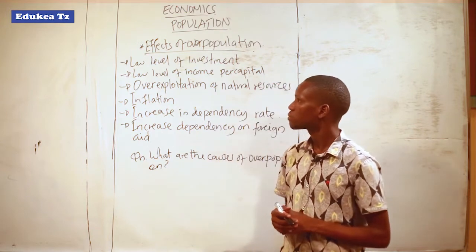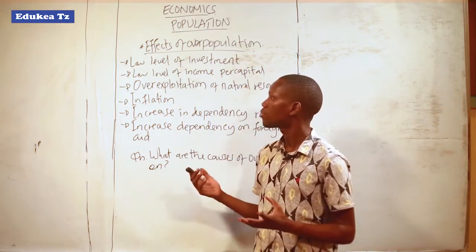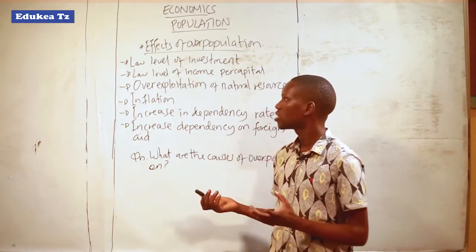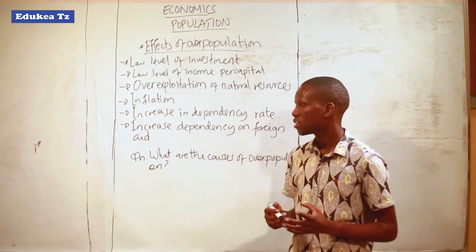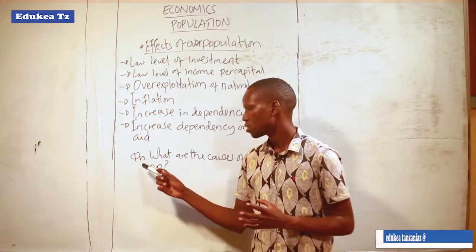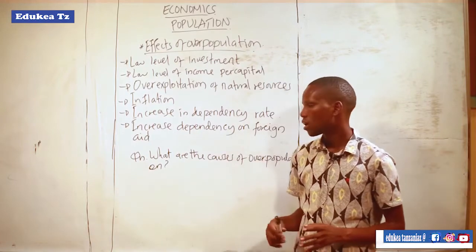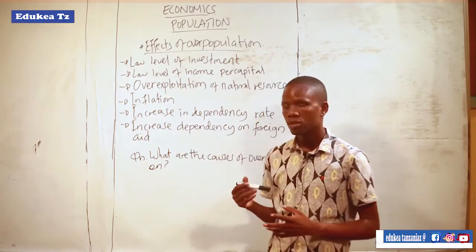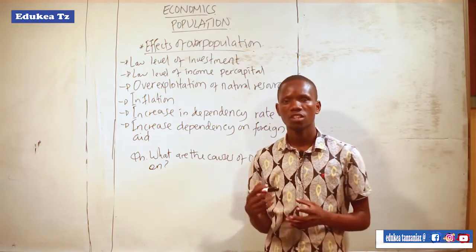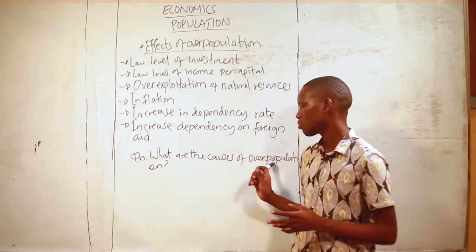After we have discussed the meaning of overpopulation, we have also seen the causes of overpopulation, and we have tried to see the indicators of overpopulation and the effects of overpopulation. Let us end our session here, but we have a question that will be performed by you. The question states: what are the causes of overpopulation? As we have seen, overpopulation refers to a situation whereby the number of people or the population size is greater than the area and the natural resources available to support it. Now we have to discuss what the causes of overpopulation are.